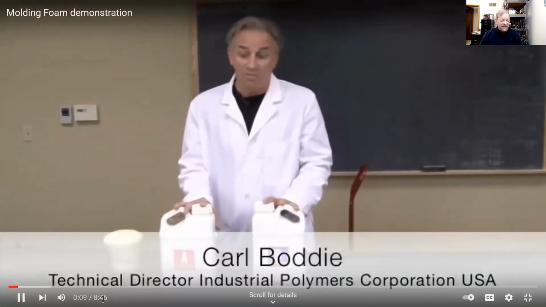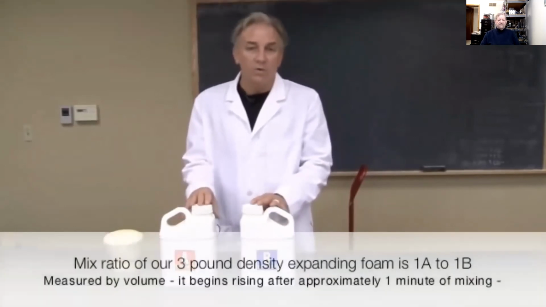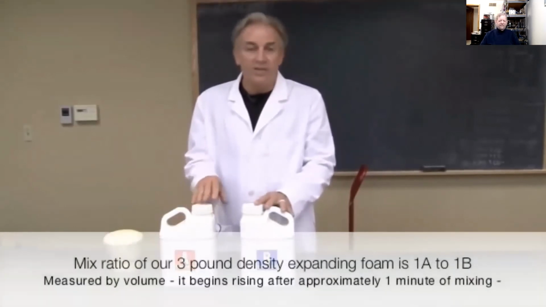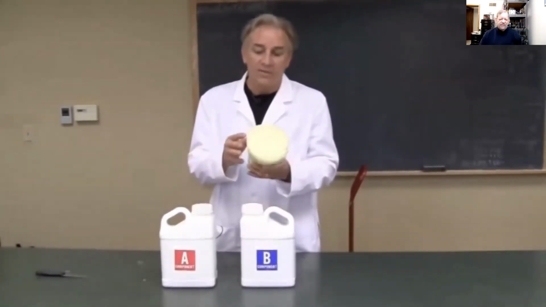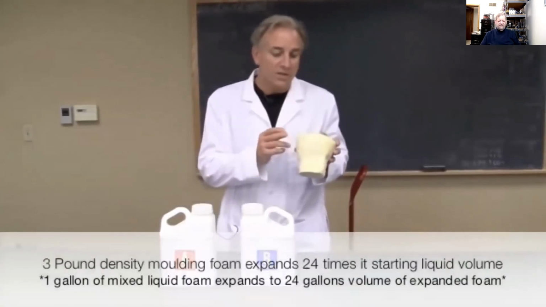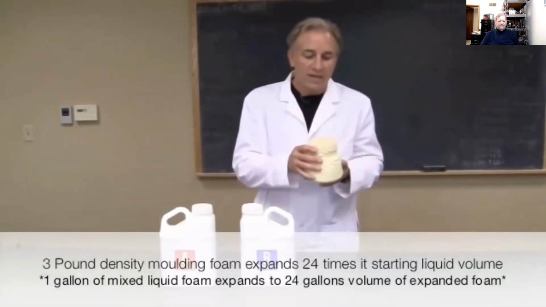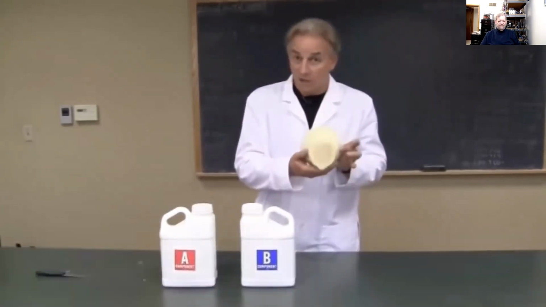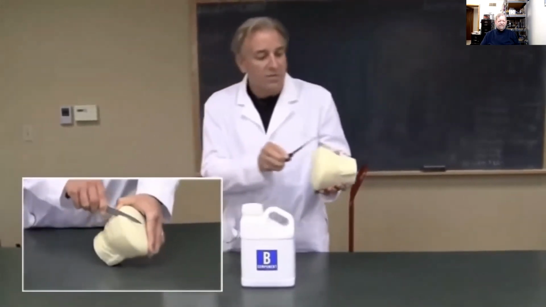This is a 3 pound per cubic foot molding foam, and we want to discuss some of its attributes. This material starts its life as thin liquids. It's mixed at a 1-to-1 volume measurement, and then it expands to form a very lightweight foam. In this case, it's a 3 pound per cubic foot density foam, so it's going to expand 24 times its liquid volume to create a lightweight, non-absorbing, closed-cell foam that can be easily sanded or carved to dimensional shape.